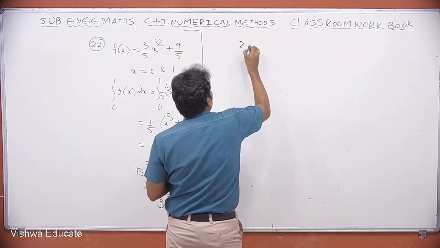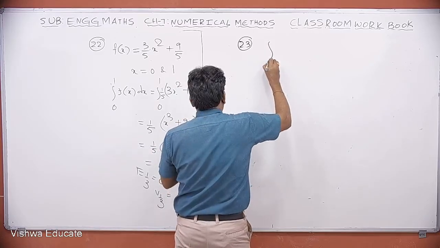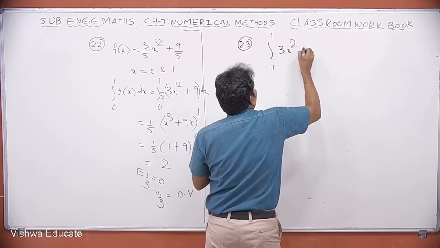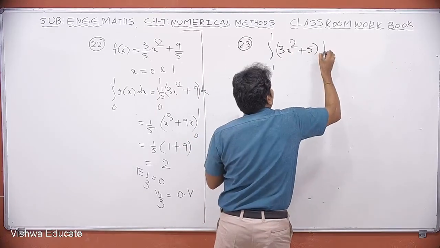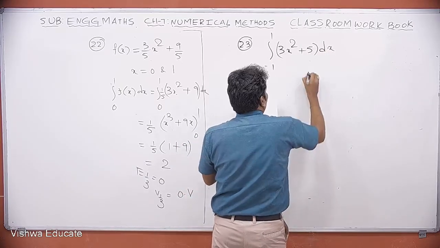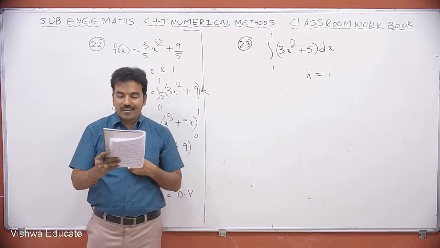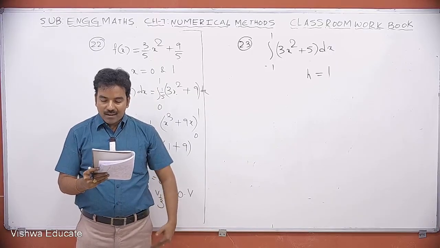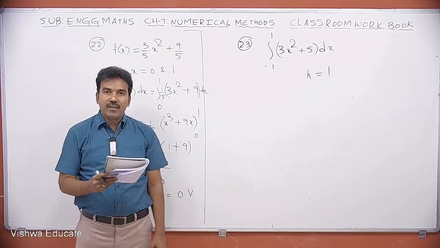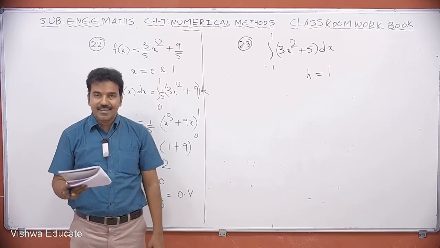Now let us move to question number 23. Simpson's one-third rule is applied to evaluate the integral from minus 1 to plus 1 of 3x square plus 5 dx with a subinterval size h value 1 will give. Options are like this: error greater than 1%, error between 0.01% and 0.1%, error between 0.1% and 1.0%, and the last option is the exact result.